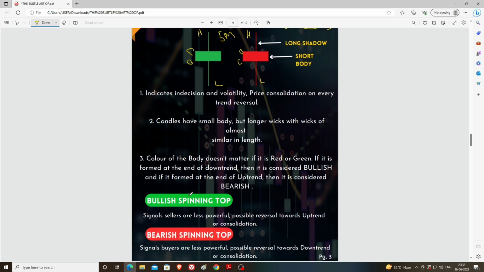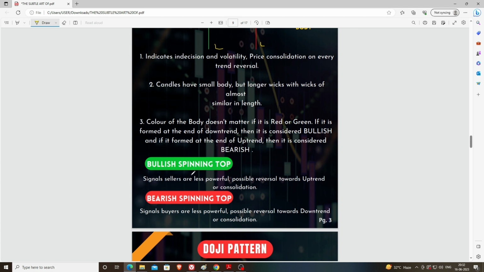Now I'll be coming to a bullish spinning top. What is a bullish spinning top? It signals sellers are less powerful and a possible reversal towards an uptrend or consolidation. And what is a bearish spinning top? It signals buyers are less powerful, with a possible reversal downwards or consolidation.